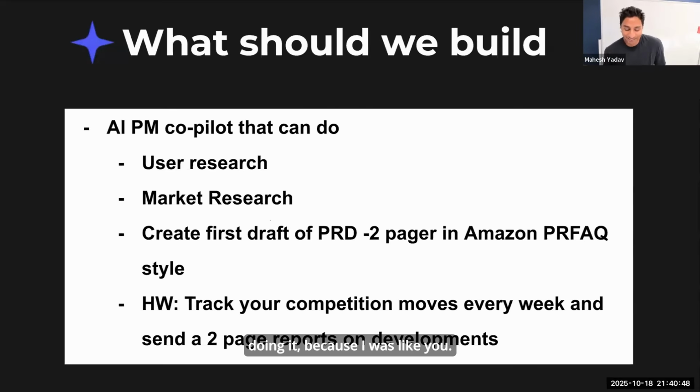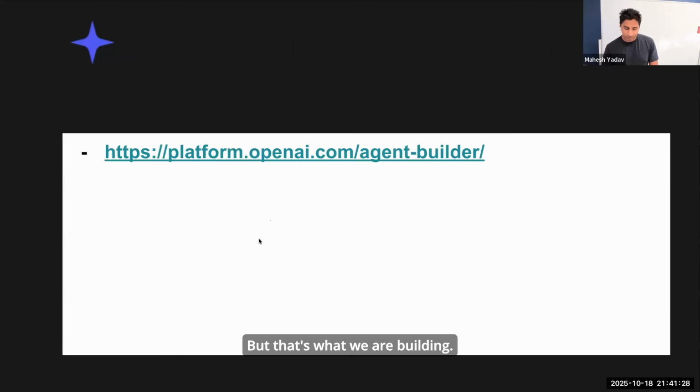This is the first time we are doing it, by the way, because I was like you. I said it's almost impossible to build something for PMs, but I want to change that a little bit, at least get the first draft. So today we will build an agent which will do user research and market research. Taking these inputs, we'll be able to create a PRD or two-pager in Amazon PR/FAQ style, which is a press release and frequently asked questions. And we will give you homework, but that will be two sessions. So today we will hopefully reach till market research, and this section we will do next time. Okay, but that's what we are building.